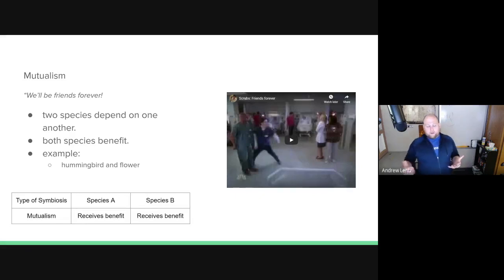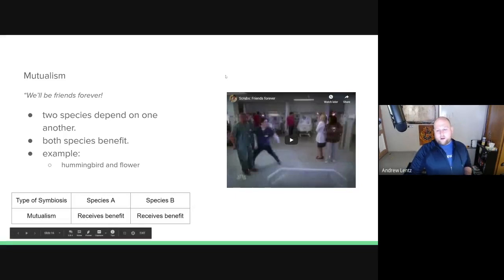So the hummingbird is getting fed, and the flower is getting pollinated, which allows it to reproduce. We'll be friends forever. There's a video you can totally watch on your own. It's from an amazing TV show called Scrubs, in which they all sing and dance and talk about how they're going to be friends forever.